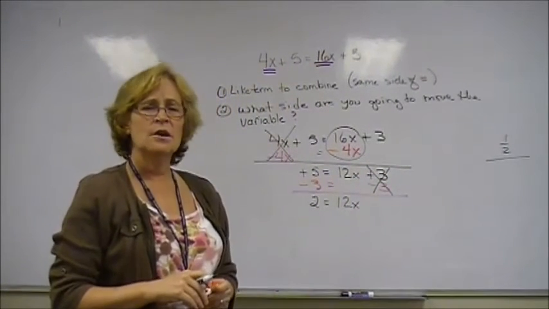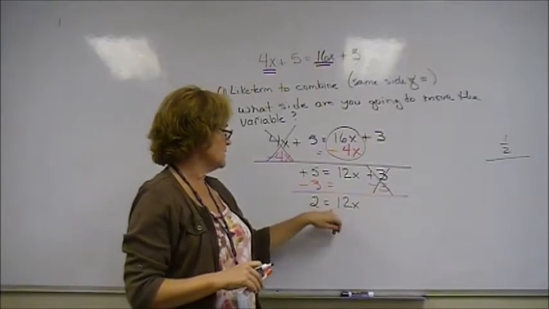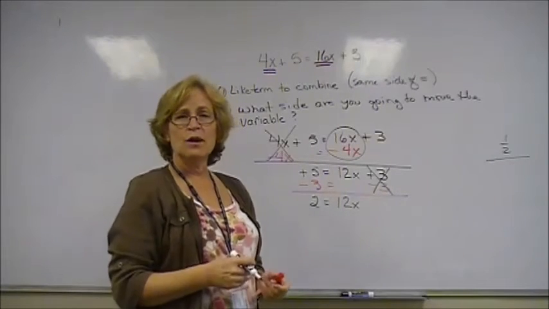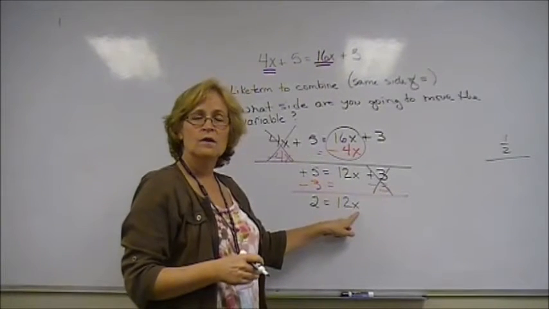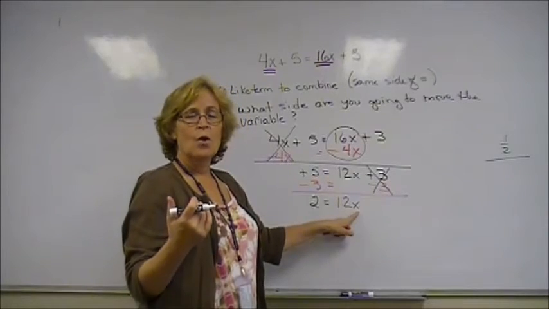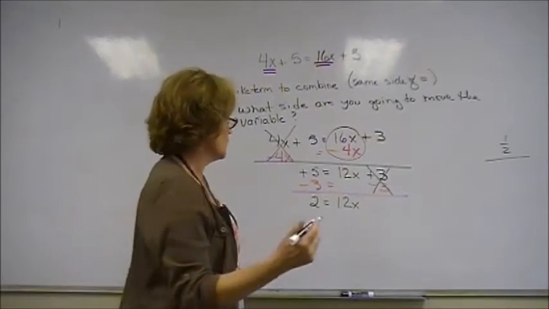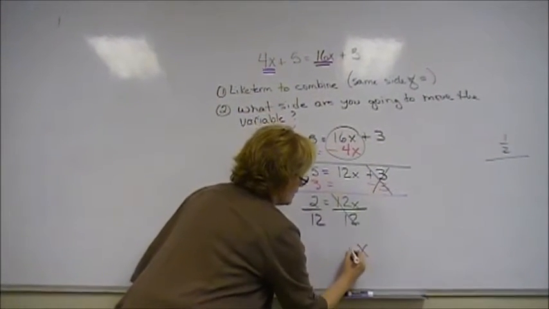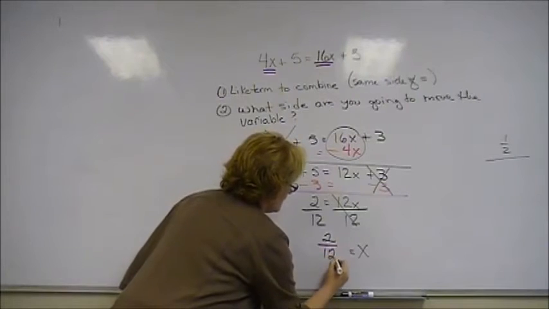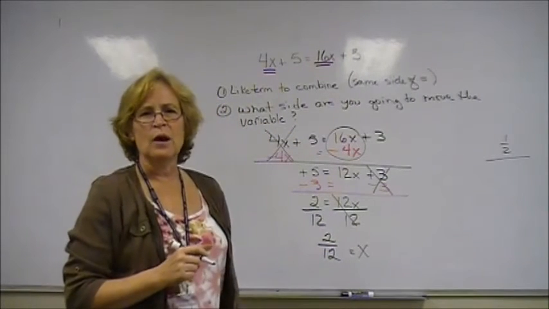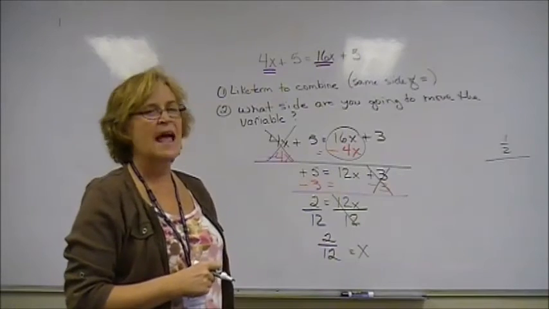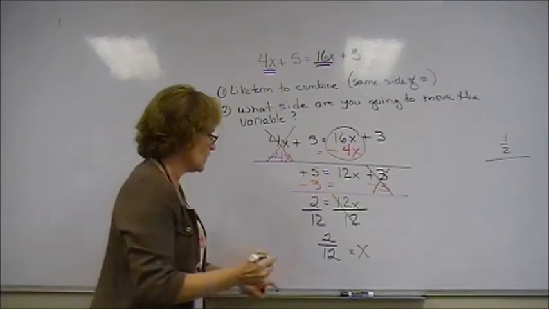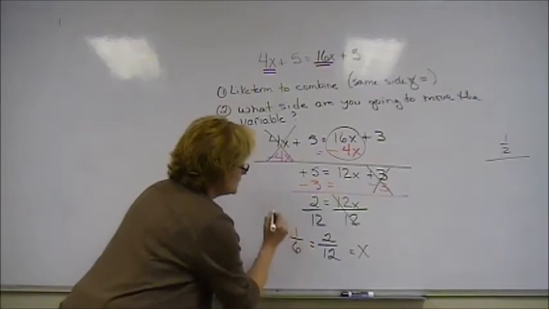Am I finished? No. I know that 12x is equal to 2, but what I'm solving for is x. So what do I have to get rid of? I have to get rid of 12. And I do the opposite, or I do the multiplicative inverse, which would be dividing by 12. That gives me x is equal to 2/12. Is that the answer? Absolutely not. You would miss something. Because what can I do to 2/12? I can reduce it. And that would give me 1/6.